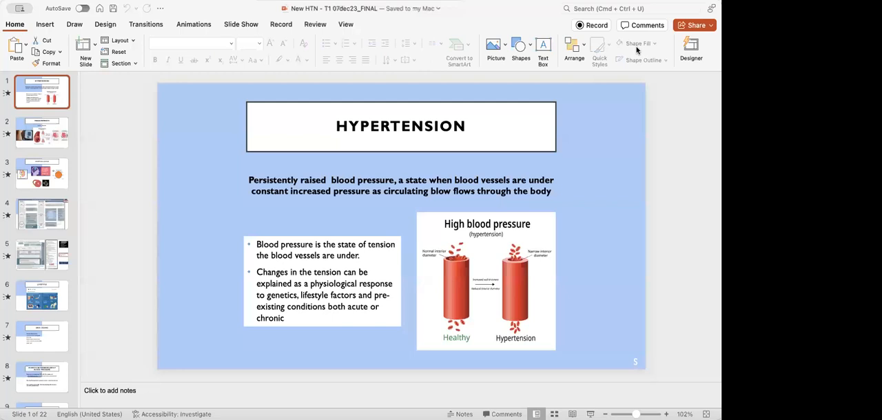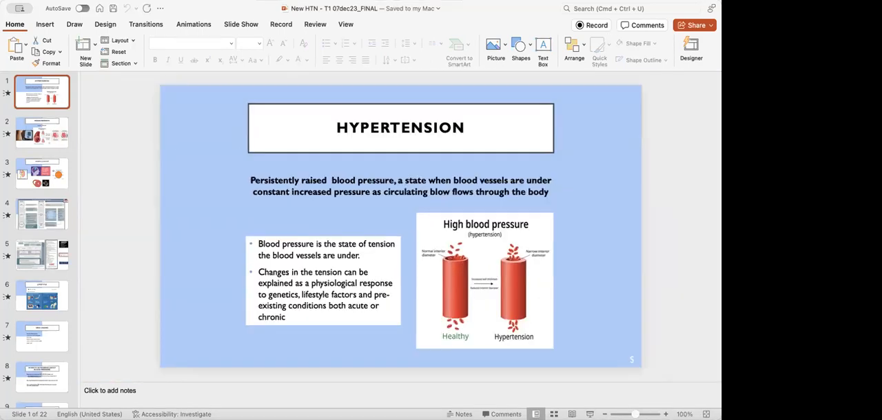And as you can see, I've written at the bottom that this contributes to lots of different problems. It's a physiological response where our body is responding to changes, whether it's due to genes, lifestyle changes, or something like a chronic or acute condition. And there's a picture showing the difference between a healthy blood vessel and one under constant raised blood pressure on the right-hand side.